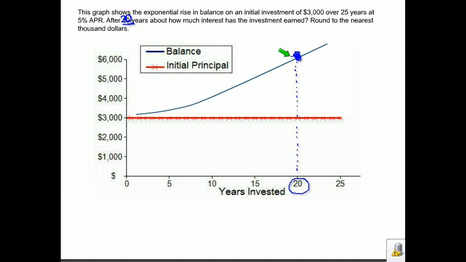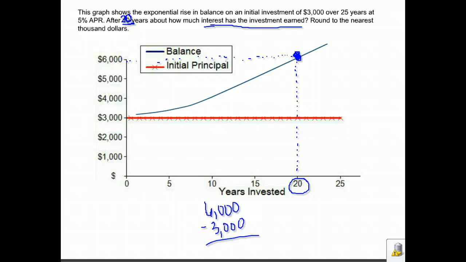Okay, then look over to the side to see how much money you have. Good. So at 20 years we have $6,000. So how much interest have we earned? If we started with 3,000 and now we have 6,000. Because 6,000 is the amount that's in the account, that's the balance, but they wanted to know how much interest had the investment earned. So how much extra money did it earn? It earned you $3,000 from looking at the graph.